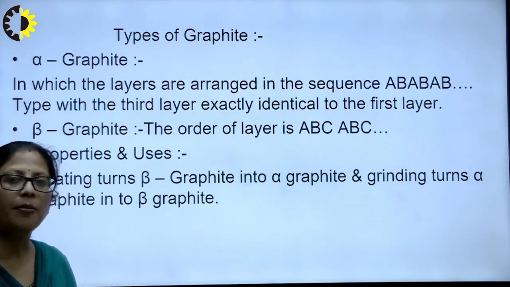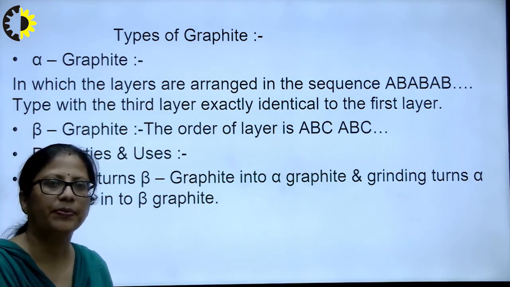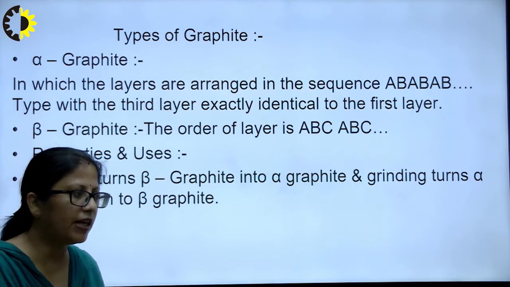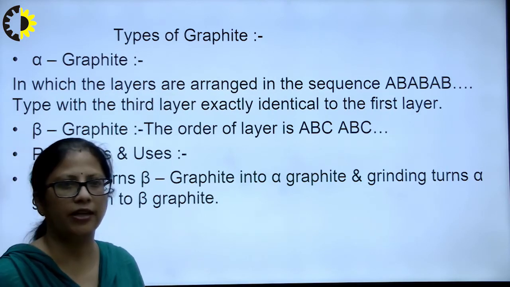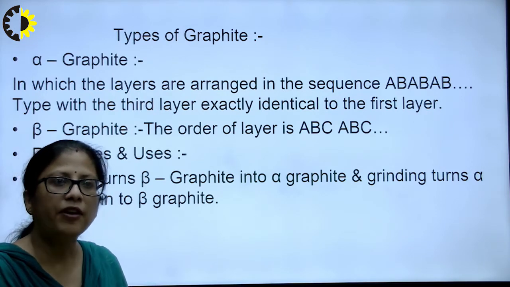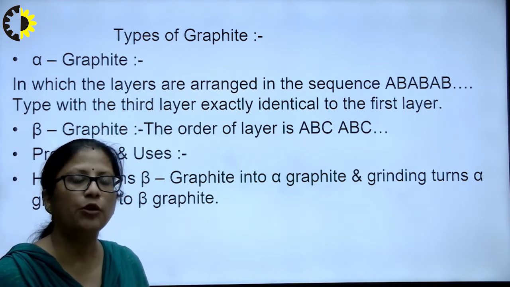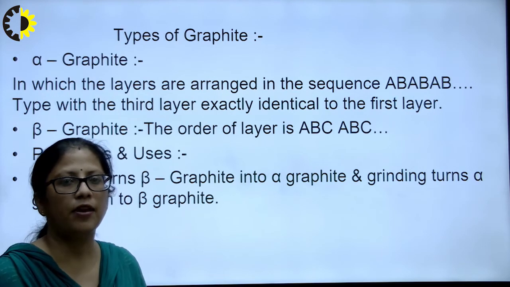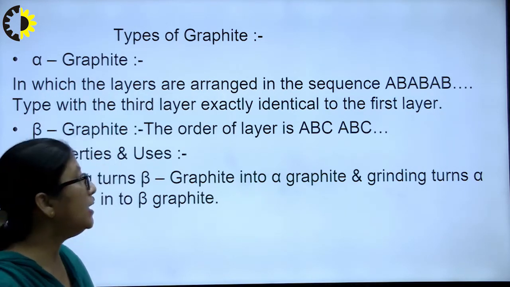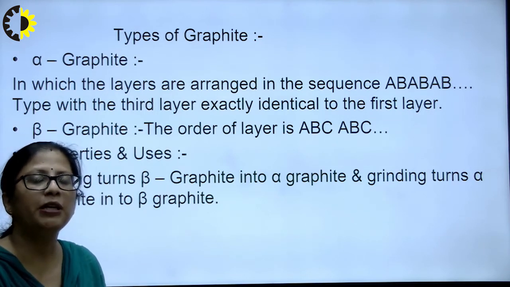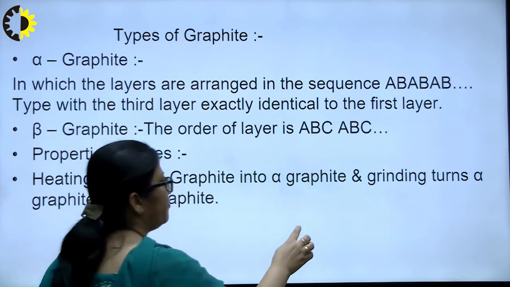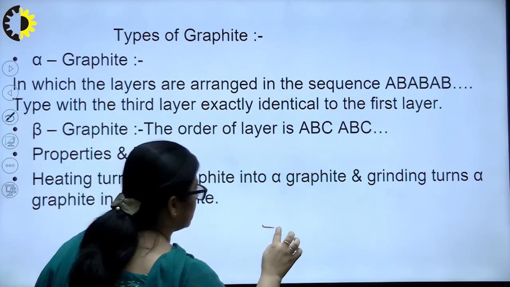Now, coming to the types of graphite. There are two types of graphite. One is alpha graphite and the other is beta graphite. Now, coming first to alpha graphite. Alpha graphite is that graphite in which the layers are arranged in the sequence AB, AB, and the third layer is going to be identical to the first layer.